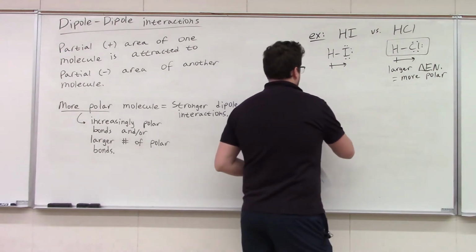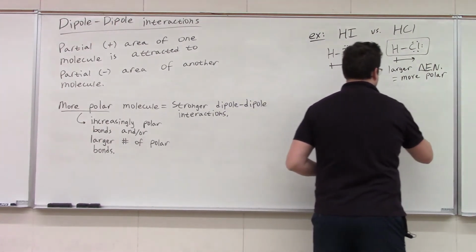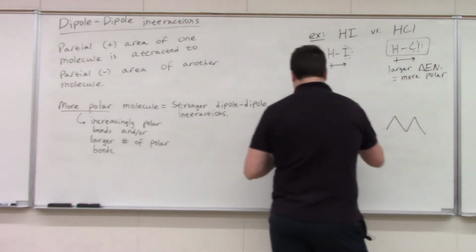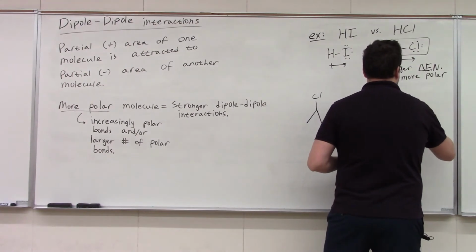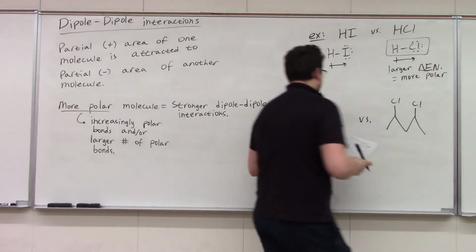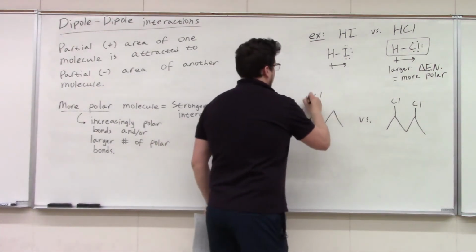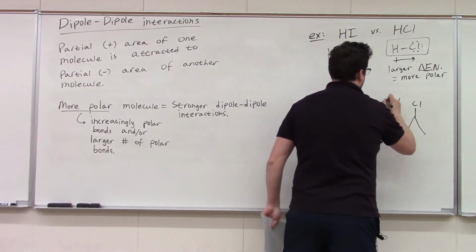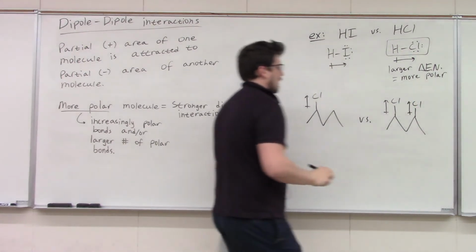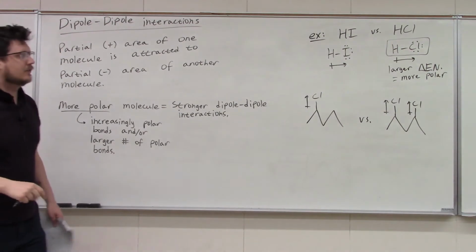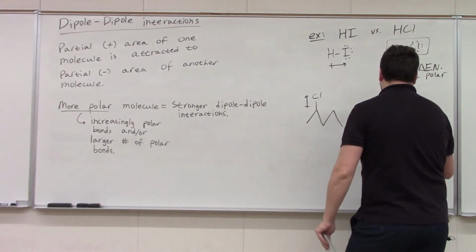Another example would be, we're going to have some carbon chains here. Identical. This one's going to have 1 chlorine on it. This one will have 2 chlorines on it. All right. And so we have a polar bond here, and we have 2 of those polar bonds here. We'll label those dipoles. And so 2 is greater than 1. This is more polar.